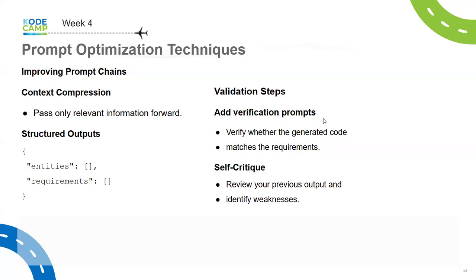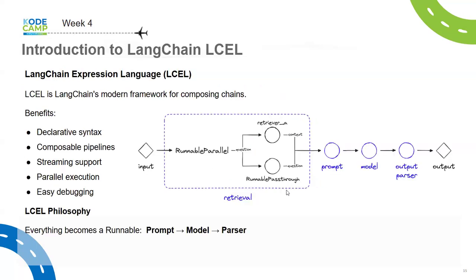So adding verification prompts to check what was done is a best practice. We'll also look at that. Then self-critique, which is kind of what I just said: review the previous output, identify weaknesses. So these are ways to optimize.